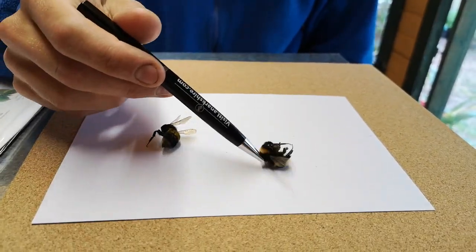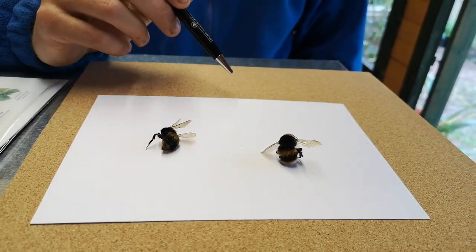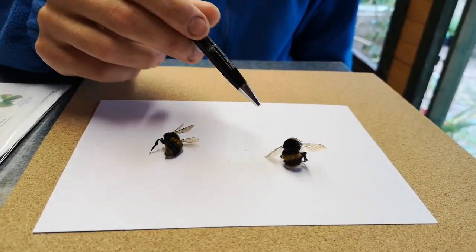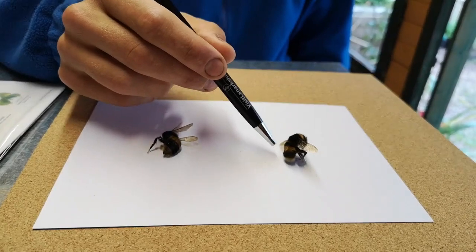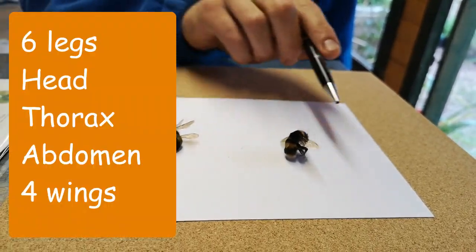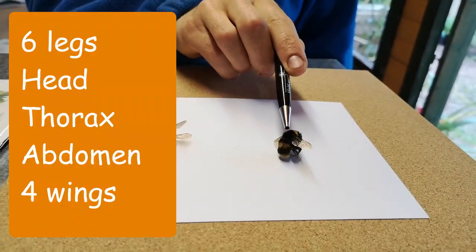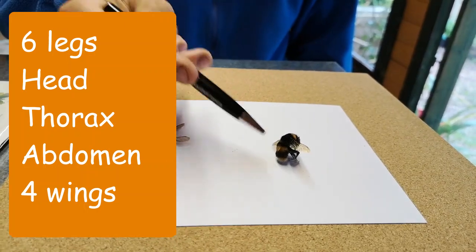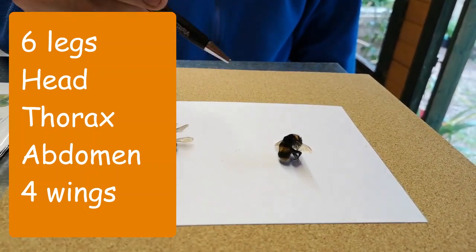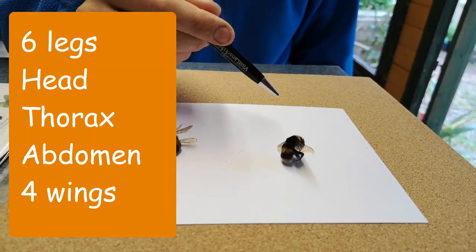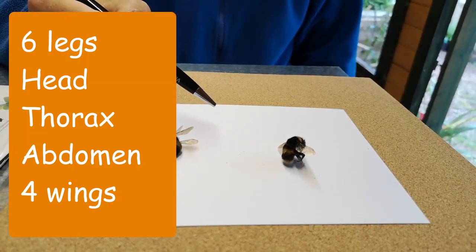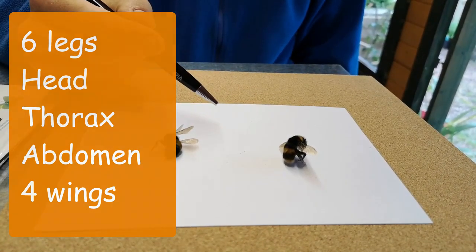So if you can pick your favorite type of bee and draw the different parts of the bee. It's 6 legs, its head, thorax and abdomen, and then 4 wings. Just like last week, draw it, colour it in, label it, make it look lovely.